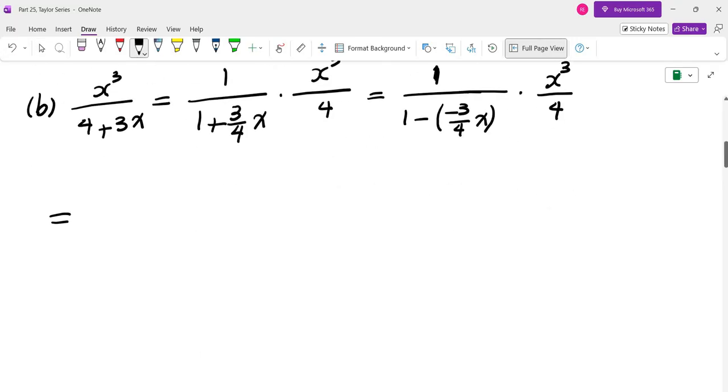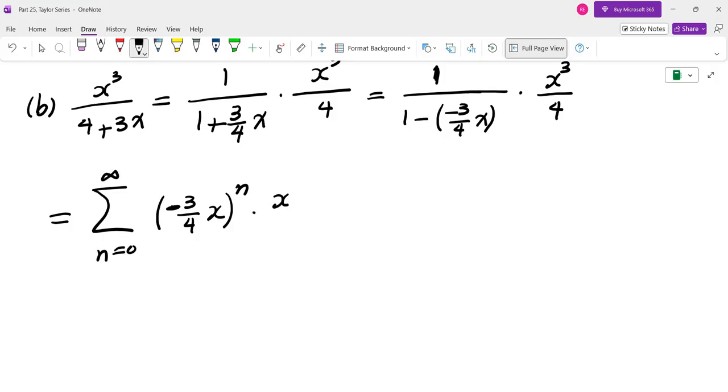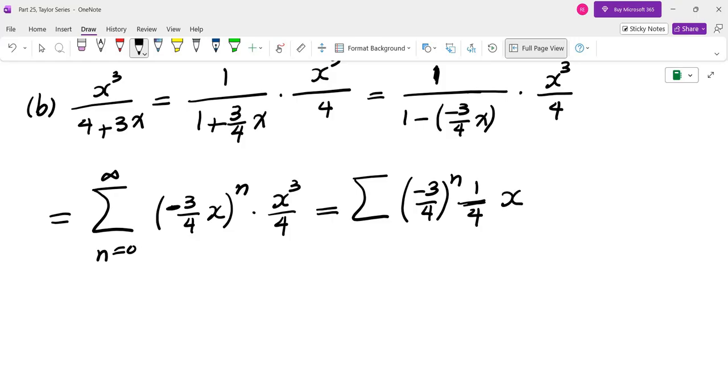Now this is a geometric sum, so we can write it down as the sum of negative 3/4 x to the power of n, n equals 0 to infinity, times x cubed over 4. And finally, the last thing we're going to do is write this one in the form of a power series, which is negative 3/4 to the power of n times 1/4, and then we have x to the power of n in the first one and x to the power of 3 in the second one. So we get x to the power of n plus 3. N goes from 0 to infinity.